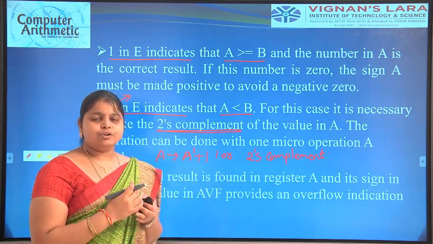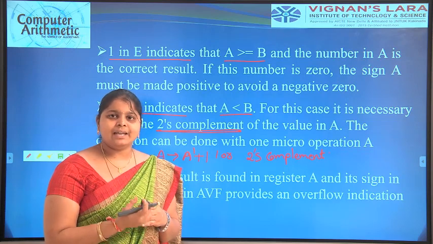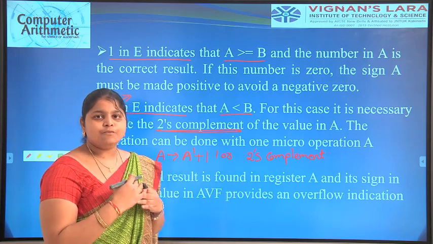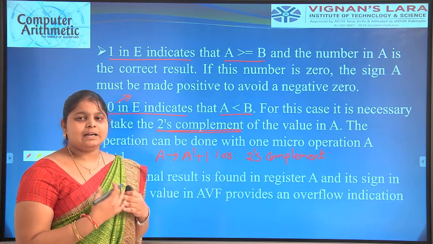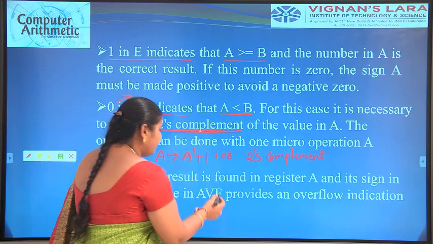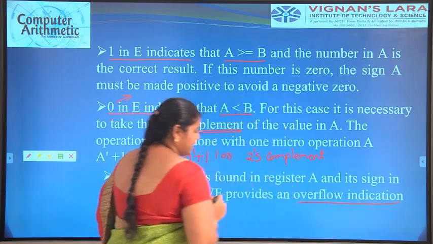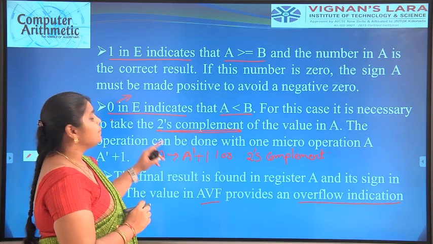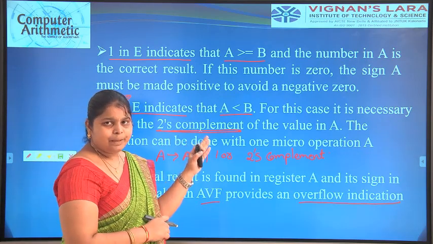After completion of the addition and subtraction operation, the final result is stored in A and AS. If there is any overflow or carry condition, that result will be stored in the AVF. AVF means add overflow indication. If the answer is 1, it indicates that A is greater than or equal to B.